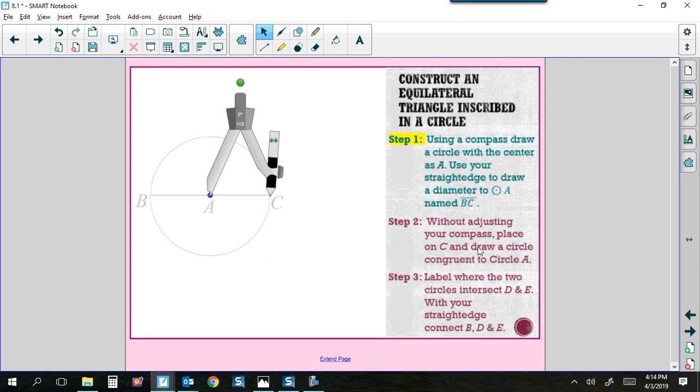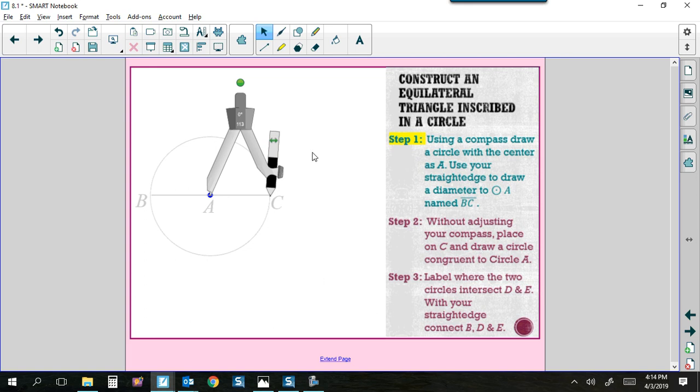So the first step that we are going to be doing for constructing an equilateral triangle is using your compass. You're going to draw a circle with the center as A. So you're going to draw a circle named A. Use your straight edge to then draw the diameter to circle A, and we're going to name it BC. So if you're using the guided notes provided by Mrs. Netz or myself, you already have this here. We would like you to trace it with your compass and straight edge. If you're doing this on your own sheet of paper, then you're just working along with me.